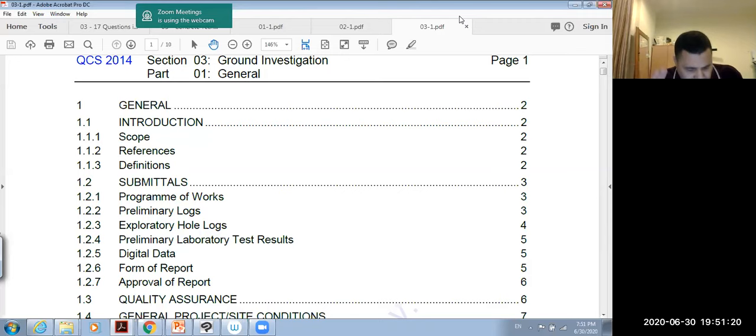All the clauses, part number one, part number two, until part number 24, it is very important to read. Section number one, section number two as well. Section number two is very important to read. And section number three, section number four, and number five. Section number one, section number two, section number three, section number four, and section number five.